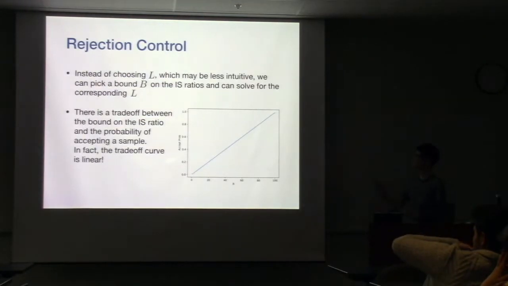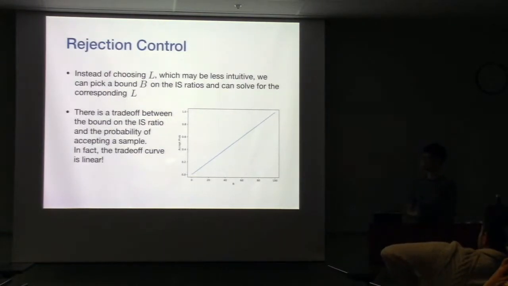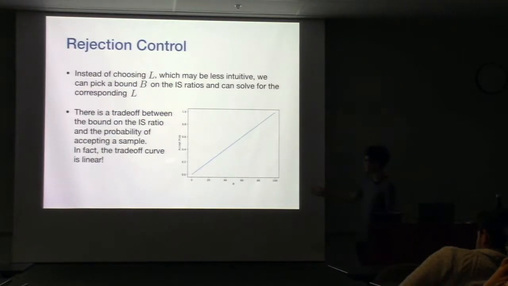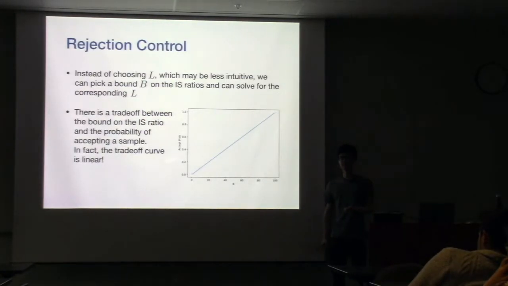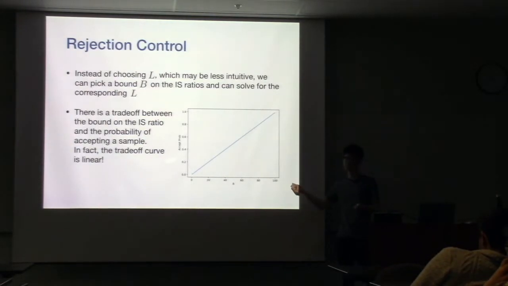Choosing L can be kind of complicated and not intuitive. So alternatively, you can choose a bound B on the size of the importance sampling ratios and solve for the corresponding L. It turns out that there's a trade-off between the acceptance probability and your bound. Here's an example from the one-way corridor, where the target policy takes the good action 99% of the time, but the behavior policy takes it 1% of the time. So your maximum importance sampling ratio is 100.